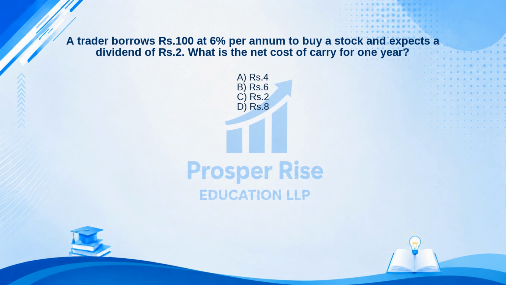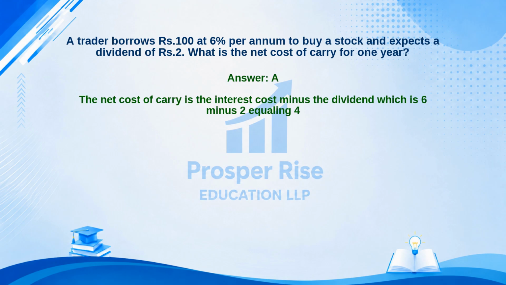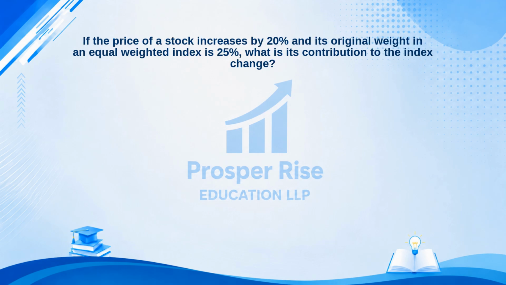The correct answer is Option A. Let's see why. The net cost of carry is the interest cost minus the dividend, which is 6 minus 2 equaling 4. Moving on to the next one.